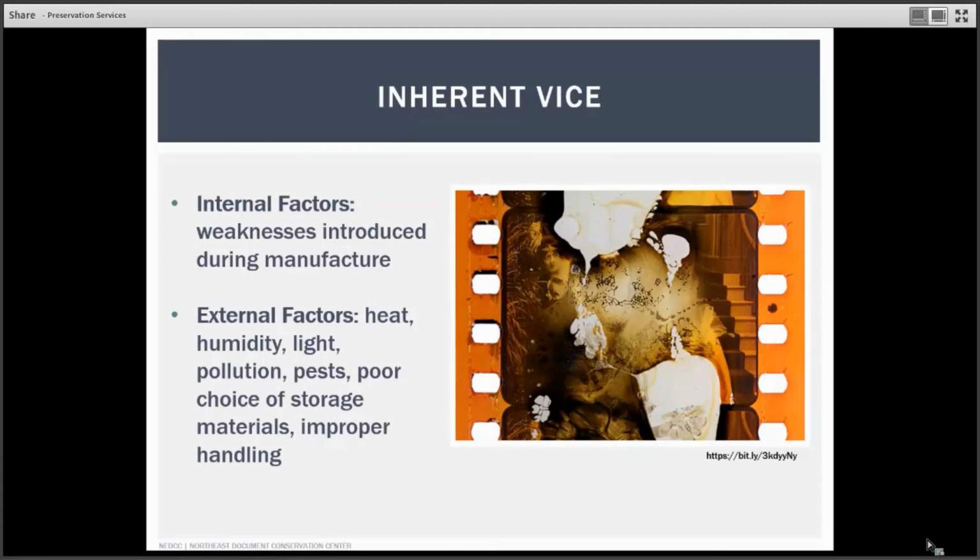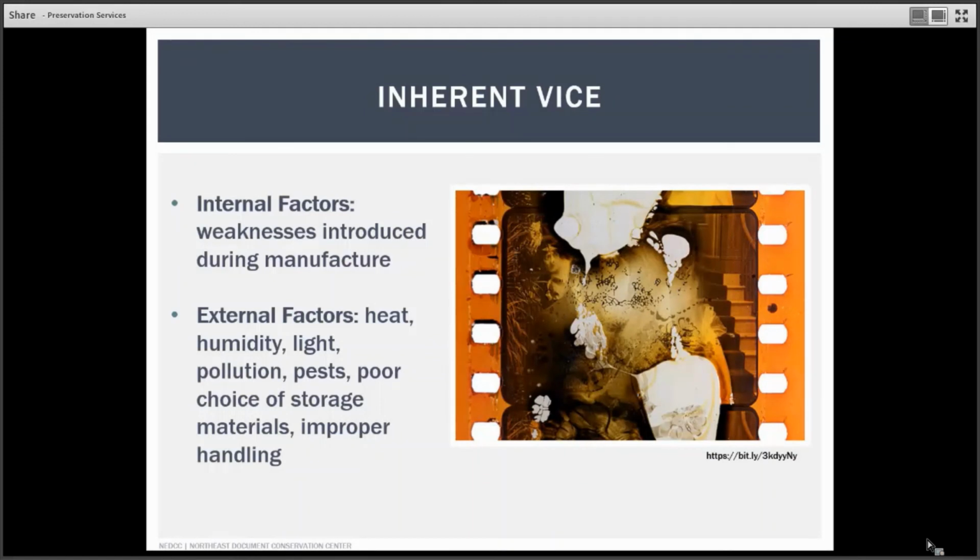Nitrate film is a classic example of a material with inherent vice because the chemical makeup of the film base is unstable, and even in the best of storage conditions, it will continue to degrade over time. Paper with a high lignin content is another common example. While lignin is found in many paper-based items, it's acidic and it contributes to their embrittlement and deterioration over time.